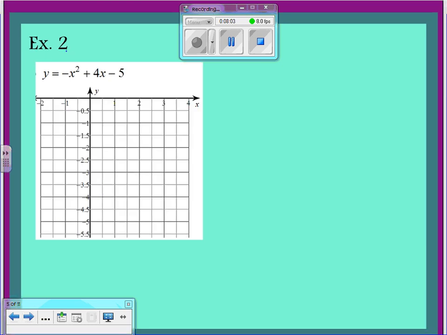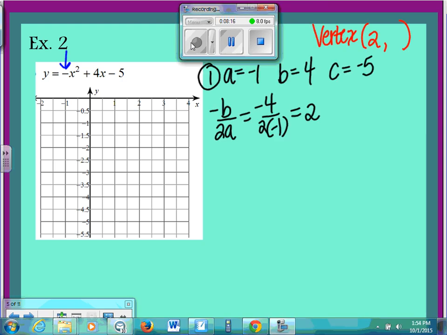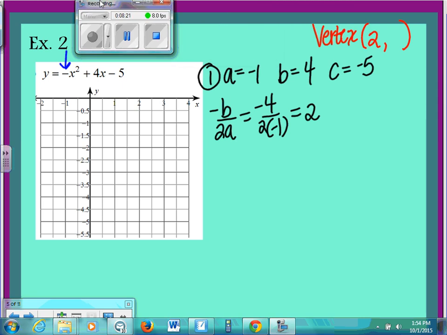Notice now the a value is negative. That's going to be very important for you to notice. Okay, I'm going to pause the video and work out a little bit of stuff, but again, my first step is to find the vertex. Okay, so I've worked out the vertex over here. So far, I've just found the x-coordinate. Again, I'm going to plug that 2 back into my original equation to figure out y.